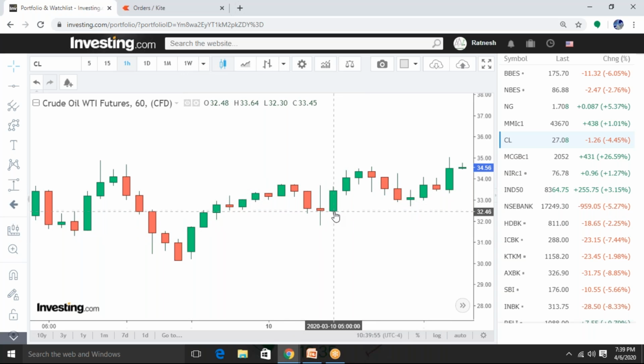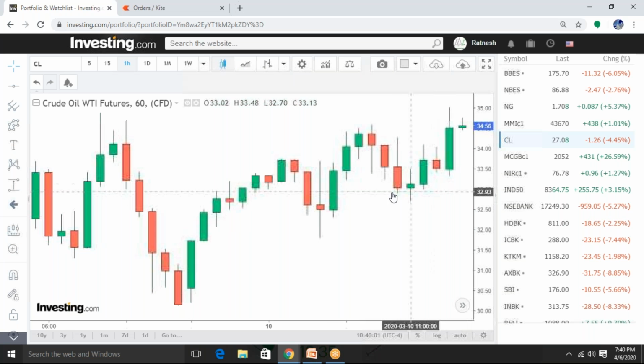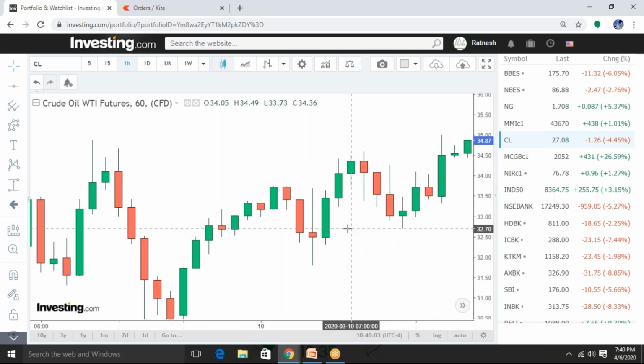Is it a morning star? No, because the condition is not fulfilled. Clearly, the trend is an uptrend, so the first condition is not fulfilled. And the second condition is that this candle should open gap up. So the second condition is also not fulfilled.